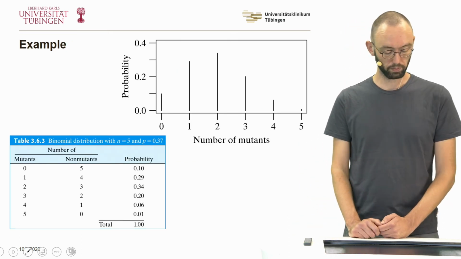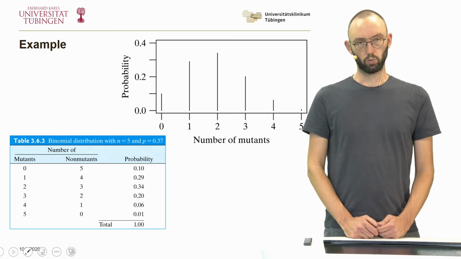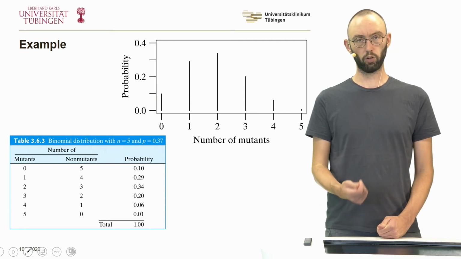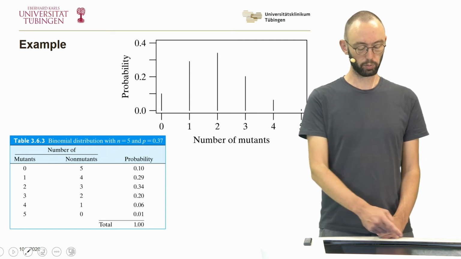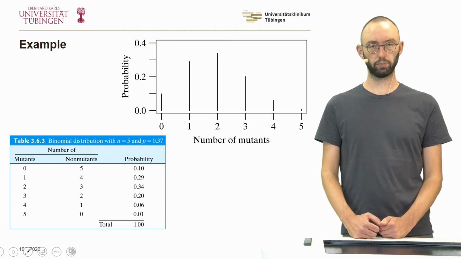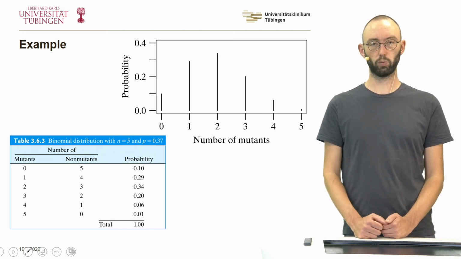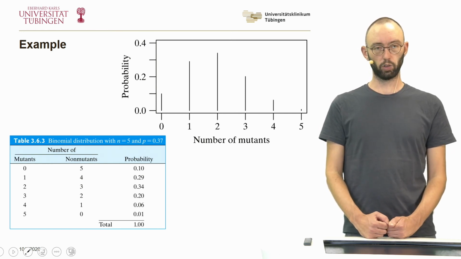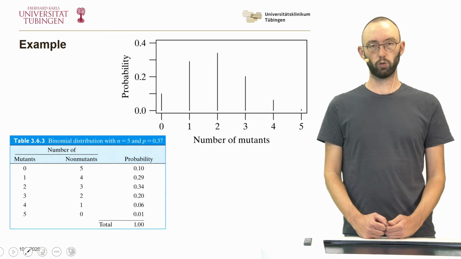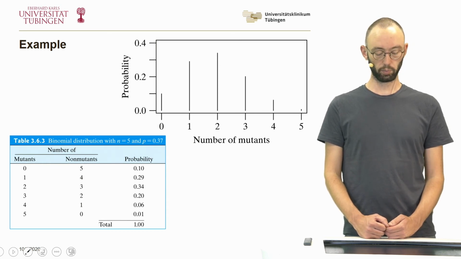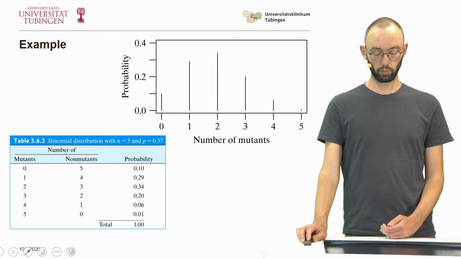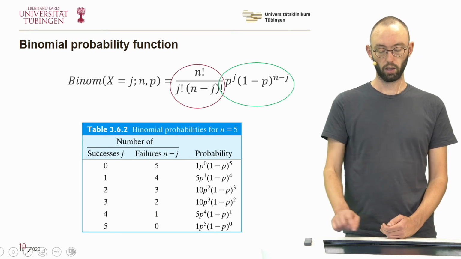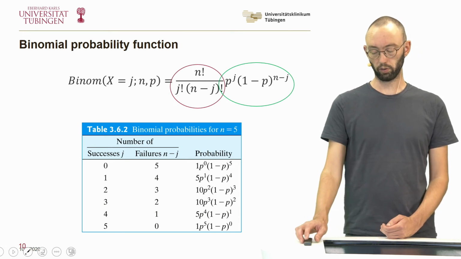Let's have an example. From a population of Drosophila, we draw 5 flies, and with a probability of 0.32, each of these flies is a mutant fly. So what are our probabilities that we observe 0, 1, 2, 3, 4, or 5 mutants in our entire sample? To obtain these numbers, we simply use this formula where n is 5 and p is 0.37.